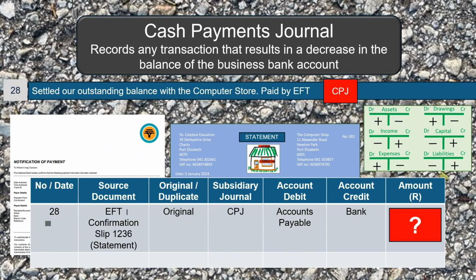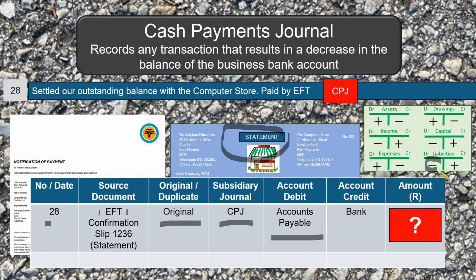The document we used was the statement from the computer store, but more importantly for you, EFT confirmation slip number 1236. It's the original. Our bank balance is getting smaller. Cash payments journal. The amount of money that we owe has decreased.